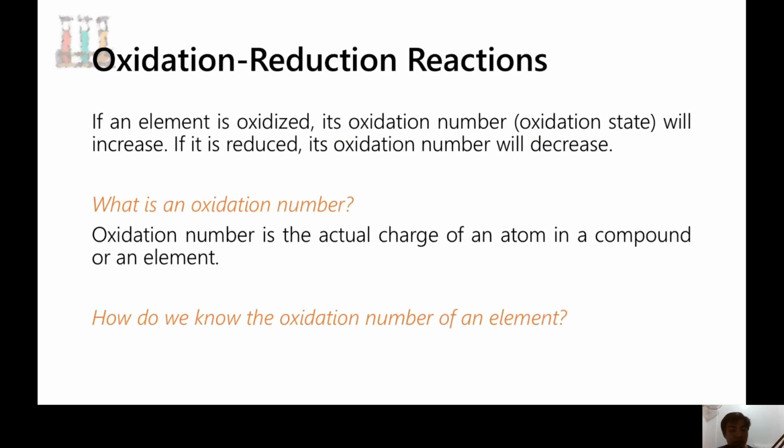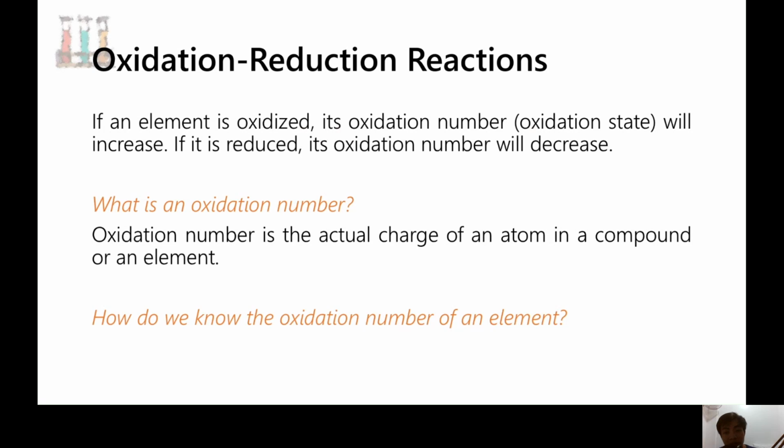Okay, so ito, ano uli consequence, no? When your substance is being oxidized, meaning it loses electrons, or being reduced, meaning it gains electrons, no? So if your element is oxidized, its oxidation number, yung oxidation number that is just a fancy term for charge, no? So dumadami yung terms natin sa chemistry. Okay? So the oxidation number will increase, no? So tataas yung kanyang oxidation number.